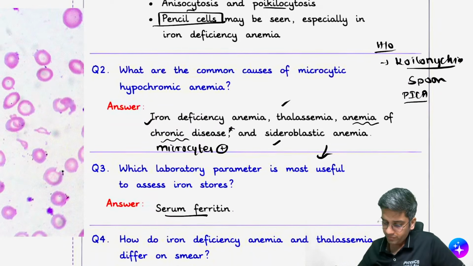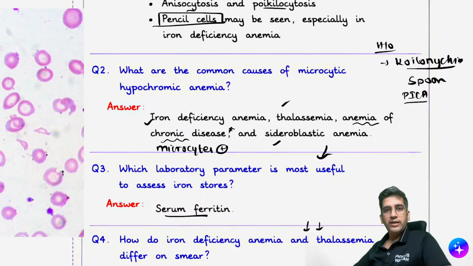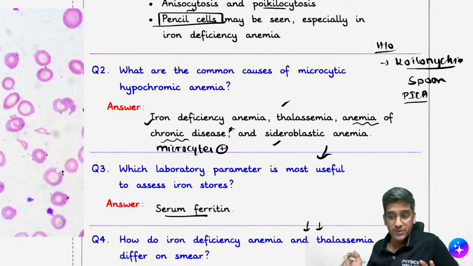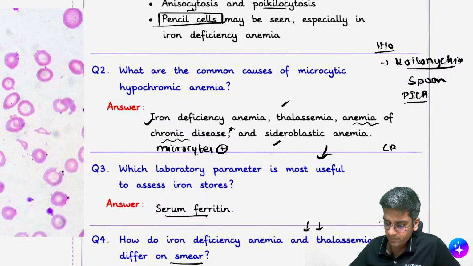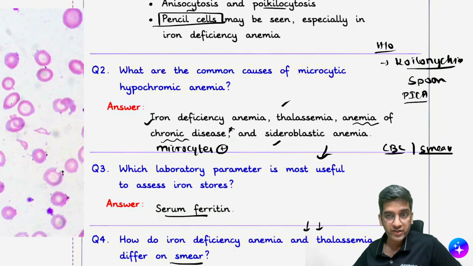Perfect. How do you differentiate iron deficiency anemia and thalassemia on a peripheral smear? There are multiple ways to differentiate IDA and thalassemia. This question is very specific. How do you differentiate on a smear? I can differentiate it based on CBC, and also based on smear. Can anyone tell me how do you differentiate based on CBC first, then we'll go to smear also, right? Amazing, guys. Great insight, great Sampreet.